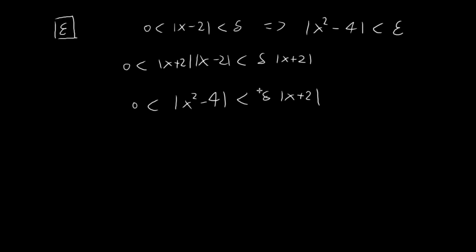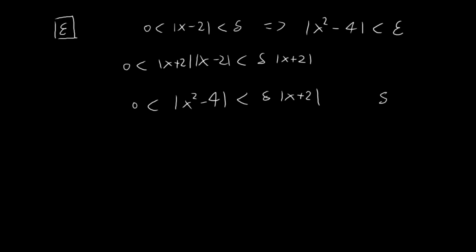Now it seems like I need to choose delta to be some value so that this term over here will become epsilon. If I can choose delta so that this term becomes epsilon, then I would have essentially proved that x minus 2 being smaller than delta would imply that x squared minus 4 is smaller than epsilon, which is what we want to show. So how do we choose this value of delta? What must delta be equal to?